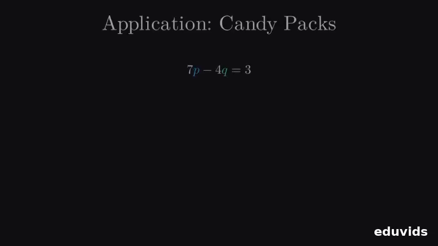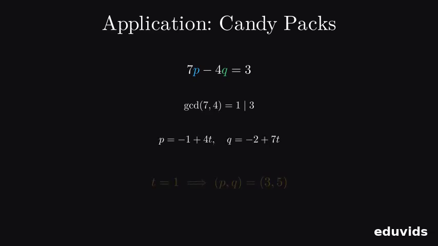Try a quick reality check. 7p minus 4q equals 3 models handing out candy packs, so each group gets a whole number of packs. GCD of 7 and 4 is 1, 1 divides 3, so solutions exist. Running the same algorithm gives p naught equals negative 1 and q naught equals negative 2. And the general answer is p equals negative 1 plus 4t. q equals negative 2 plus 7t. Choose t equals 1 to get the positive solution 3, 5.